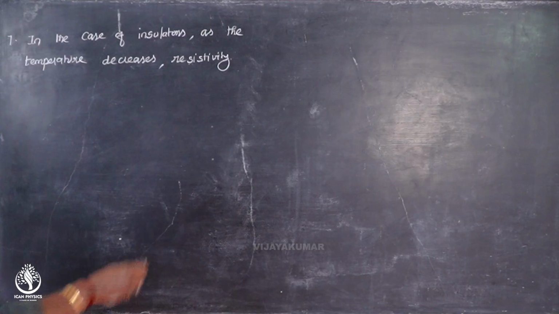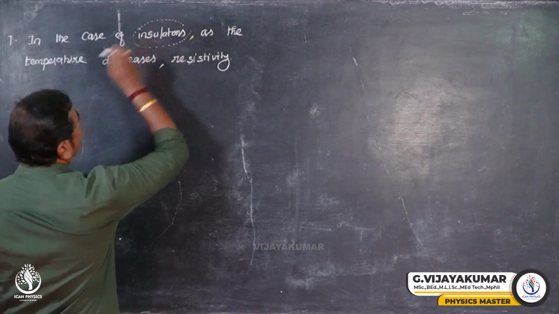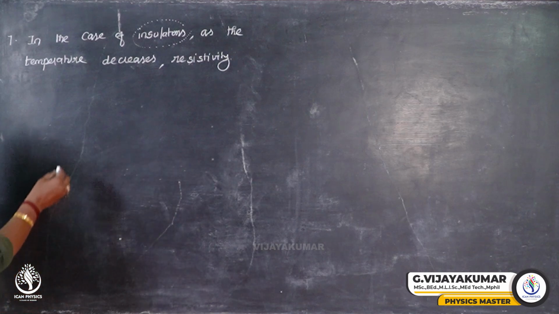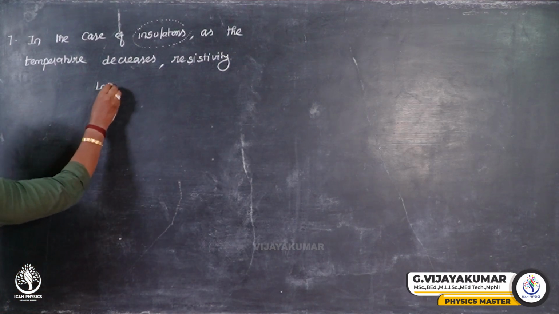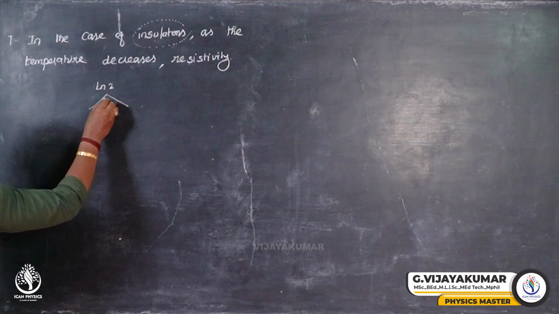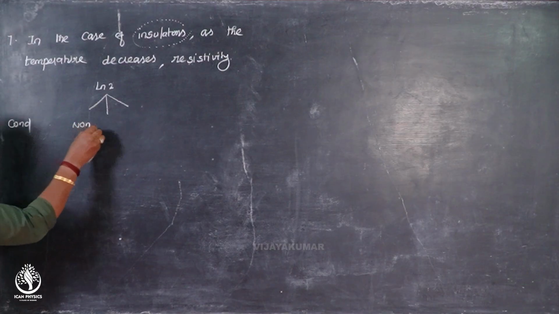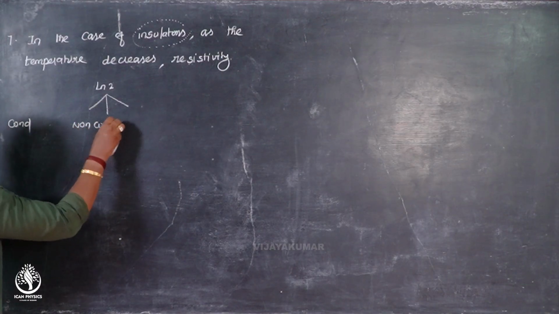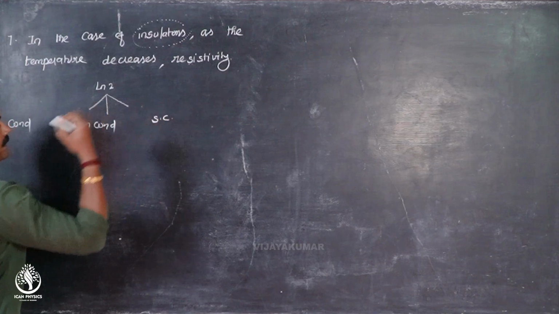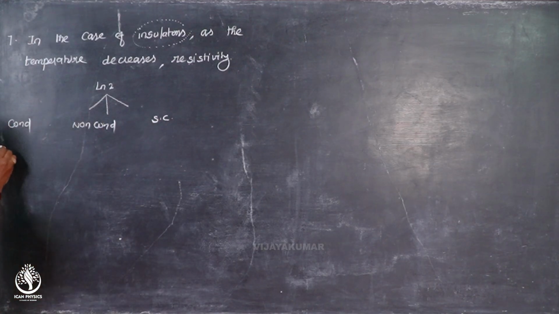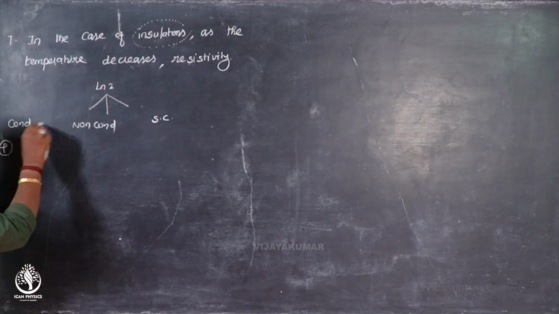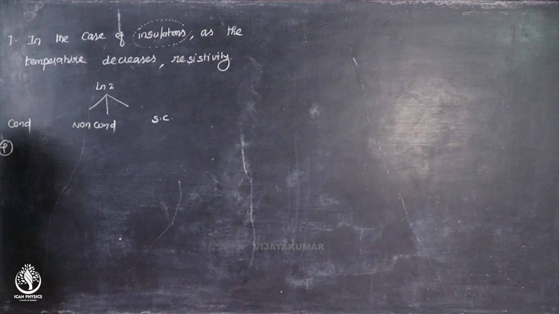In the case of insulators, according to lesson 2, current electricity, the materials are classified into 3. One is conductors, second one non-conductors, and the third one semiconductors. So according to the resistivity, the materials are classified into 3: conductor, non-conductor, and semiconductor.